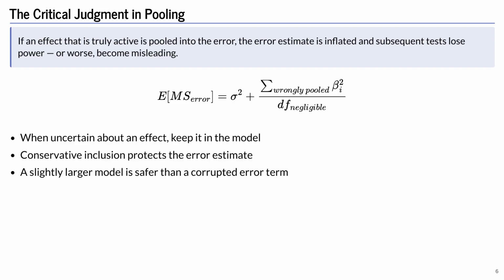In the worst case, a truly active effect fails to look significant, and you walk away thinking the factor does not matter when it does. The practical rule is conservative. When you are genuinely uncertain about an effect, when it sits in the ambiguous middle of the half-normal plot, keep it in the model. A slightly larger model with one extra term costs you 1 degree of freedom. A corrupted error term costs you the validity of every test you run. The asymmetry is clear. Err on the side of inclusion.